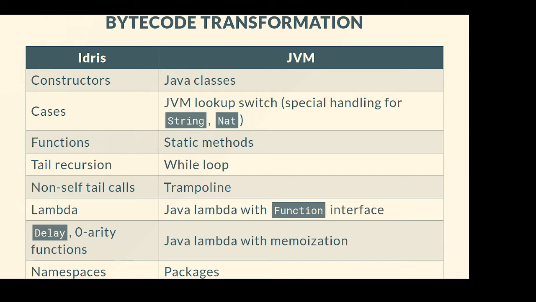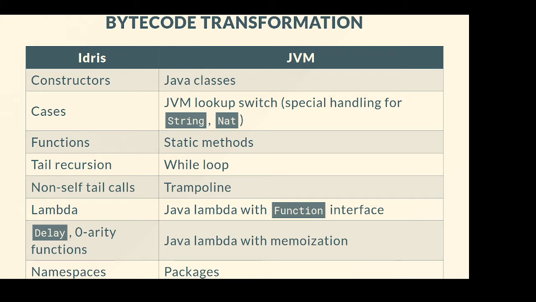I'll show an example for that. And Idris lambdas are compiled into Java lambdas. So if you are used to Java 8, we have this function interface where you can have Java functions compiled to a functional interface. So the Idris JVM backend uses a similar mechanism to compile Idris lambdas to Java lambdas. And similarly, the Idris delay construct and zero RT functions are compiled to Java lambdas, but the only difference is they are memoized. So if you execute the delayed expression or zero RT functions more than once, it's going to return the cached result. I'll show an example for that as well.